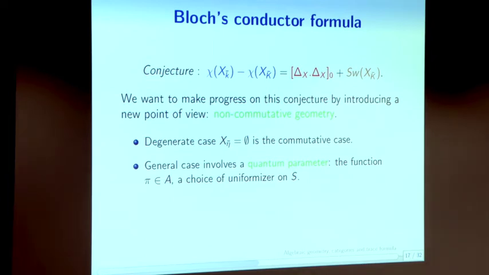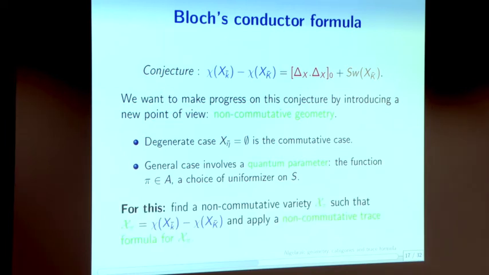And if I talk about non-commutative deformation, there should be a parameter perturbing the situation, and the parameter is really a choice of uniformizer in A, which means choosing a coordinate on S. So this coordinate on S defines a function on F, and this function is really the parameter I'm talking about, that we will use to do a non-commutative deformation of this degenerate case somehow. So that's the idea which is behind this non-commutative geometry approach.